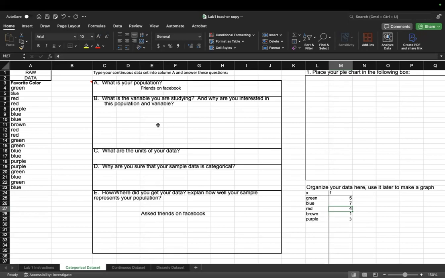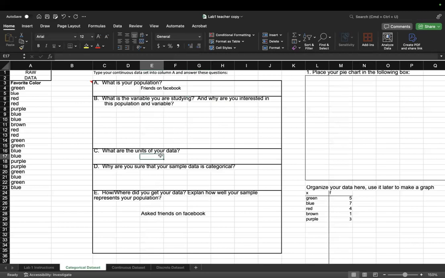B, what is the variable you're studying? Here I would type favorite color. You do not have to answer the question, why are you interested in this population and variable? I don't care if you're interested in it. You don't have to be interested in it. Don't answer that question unless you really are interested. Otherwise, just tell me what variable you're studying. I'm studying just my friends' favorite color.